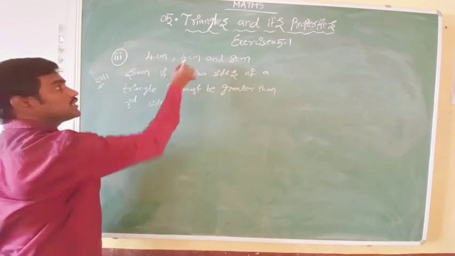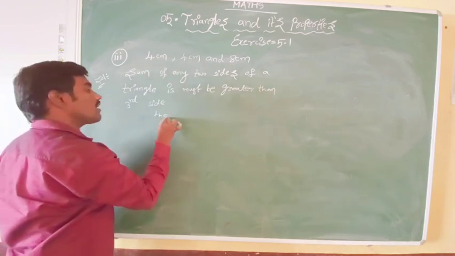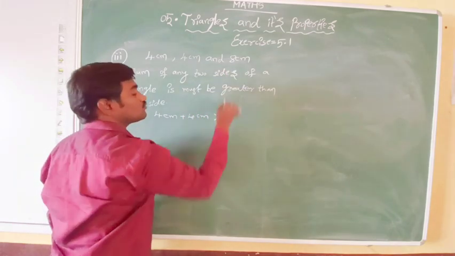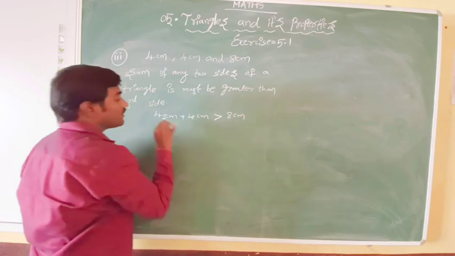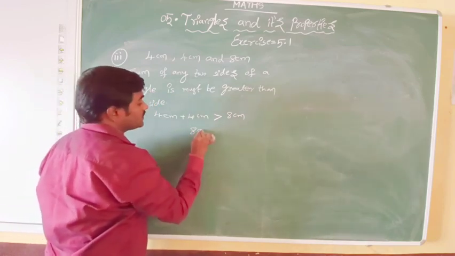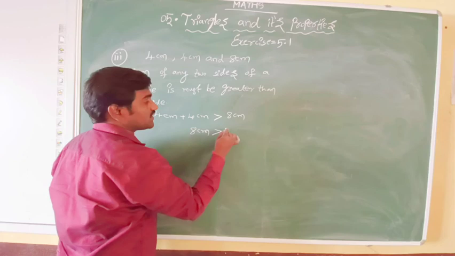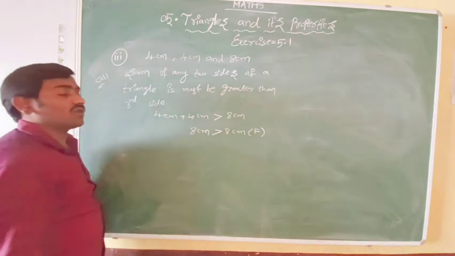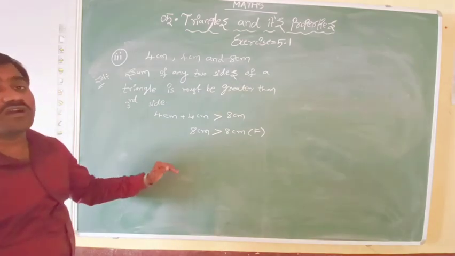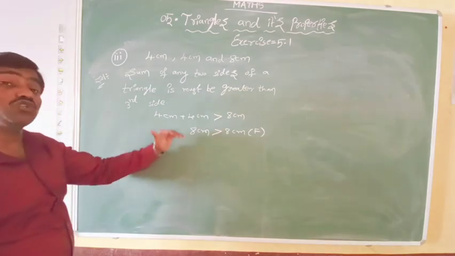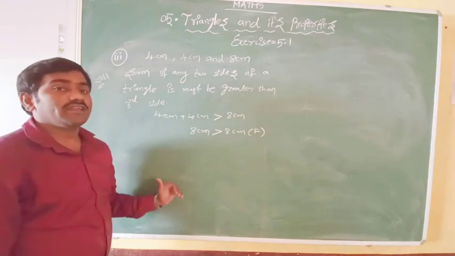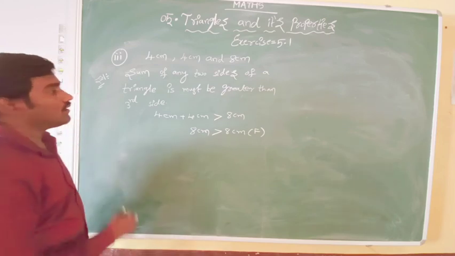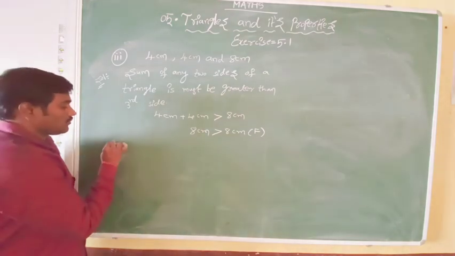So let's take 4 centimeter and 4 centimeter here. The sum should be greater than the third side. Here 4 centimeter plus 4 centimeter gives us 8 centimeter. Is 8 greater than 8 centimeter? No, it is a false statement. Here itself we got a false statement, so we need not check the other two, because three conditions should be satisfied. Here the first condition itself is not satisfied, hence this triangle is not possible.